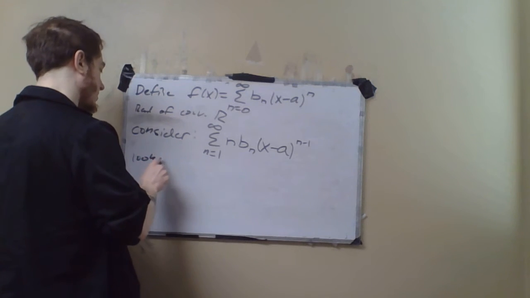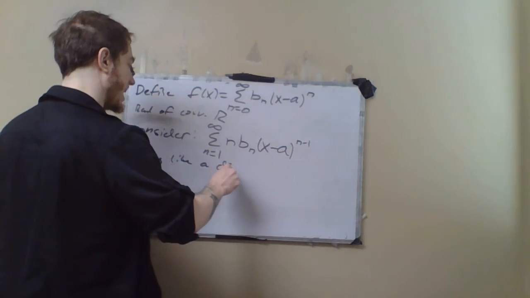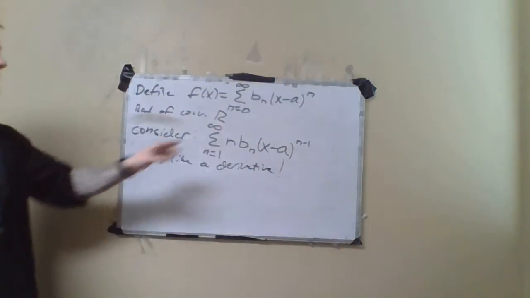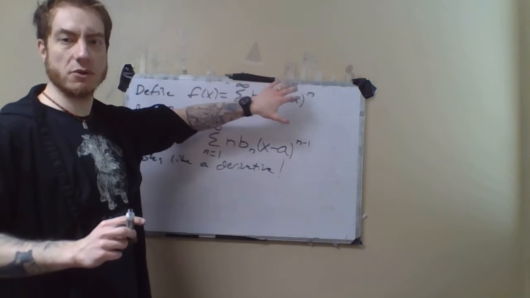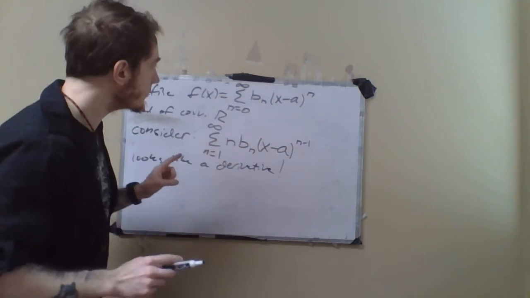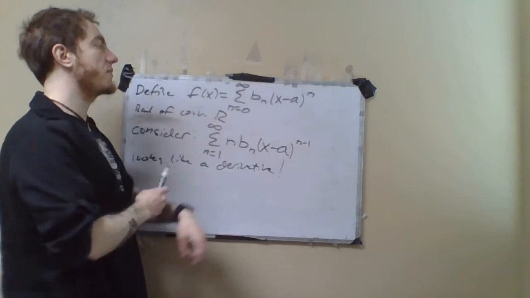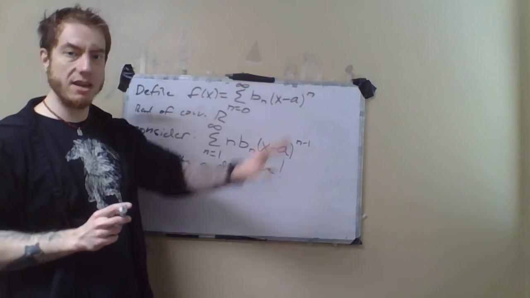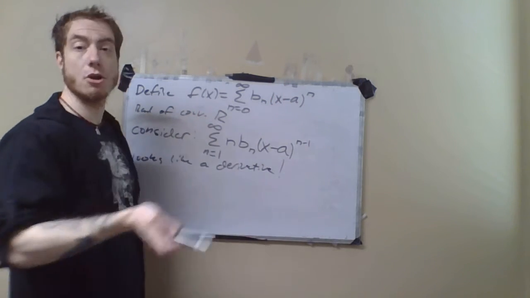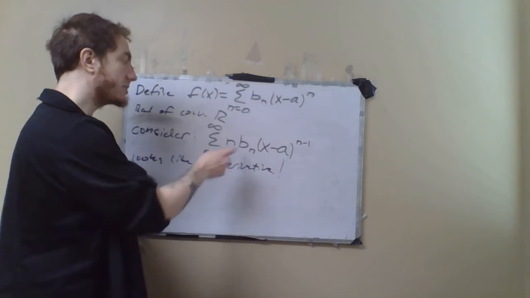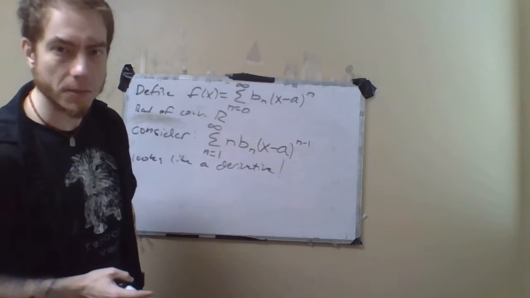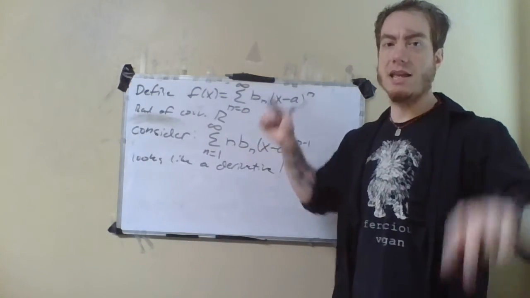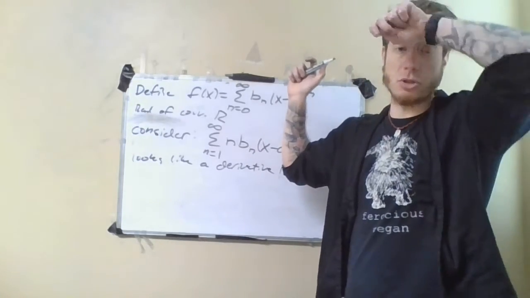So this looks like a derivative of sorts. In fact, it would be a derivative if this series cuts off after some finite point. If these bn terms become 0 after some value of n, then actually f of x is just a polynomial. And in that case, this just becomes the derivative of the polynomial. So really, you can sort of think of this function as an infinite degree polynomial in some intuitive sense.